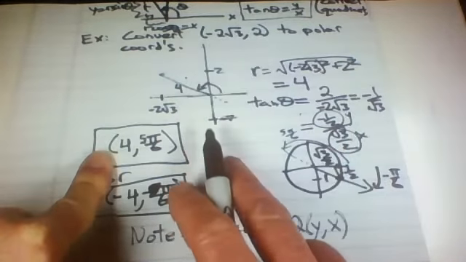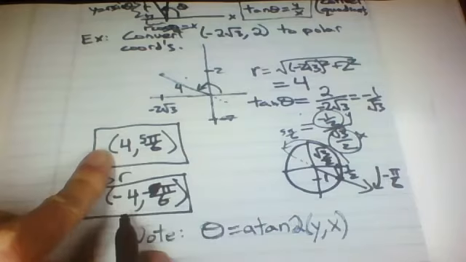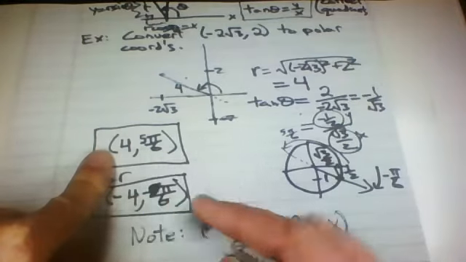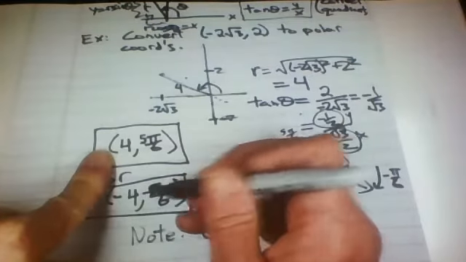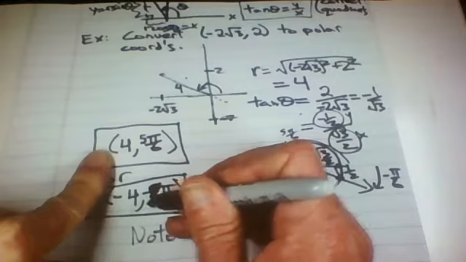Now, if you let r be negative, then you can also take minus 4, but then you have to take the angle the opposite direction. Make this minus clear. It's minus pi over 6.